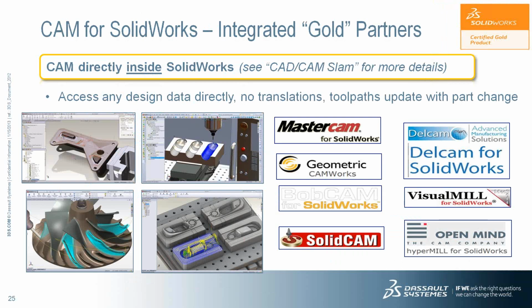Finally, I want to talk about our partner products because they are absolutely critical to the entire development process. And specifically, I want to focus on one of the biggest areas, which is CAM. Right now, there are 7 fully integrated CAM products that are gold partners for SolidWorks, which means their products are certified by SolidWorks and run directly inside SolidWorks. So you're in SolidWorks, you hit a tab for doing CAM, and you get the advantage of making your tool paths directly on top of SolidWorks models.